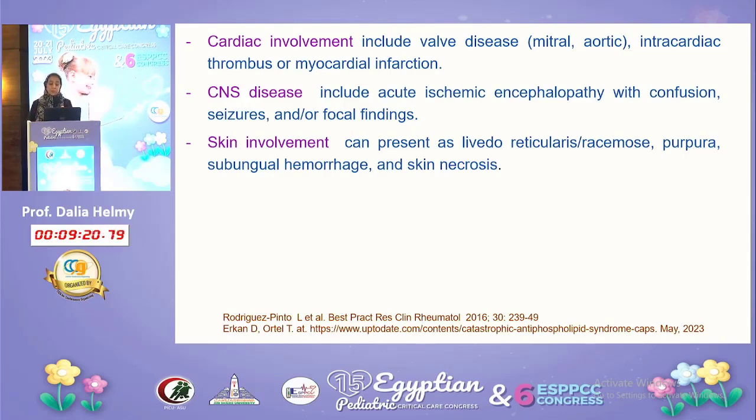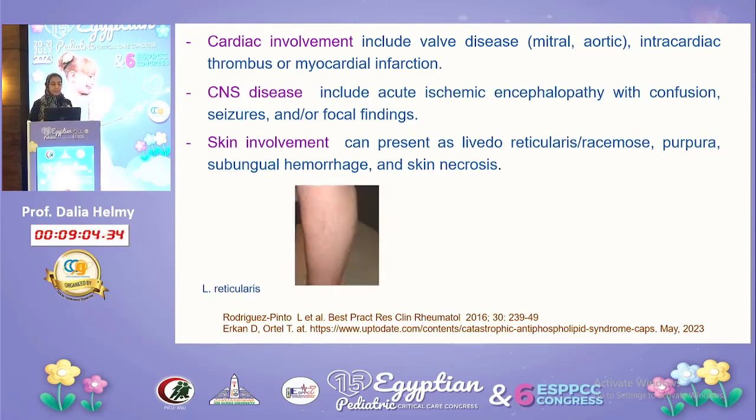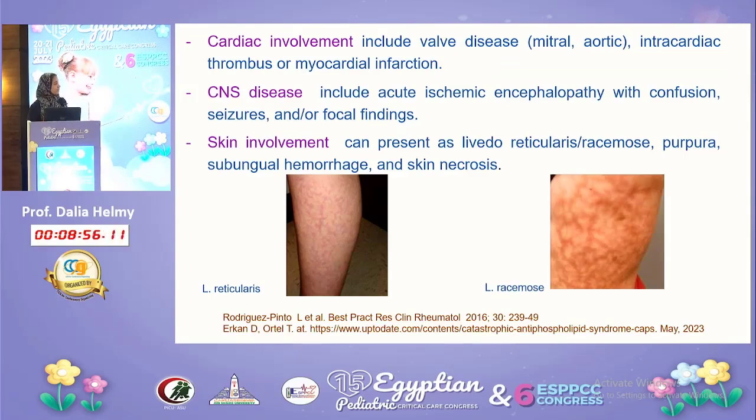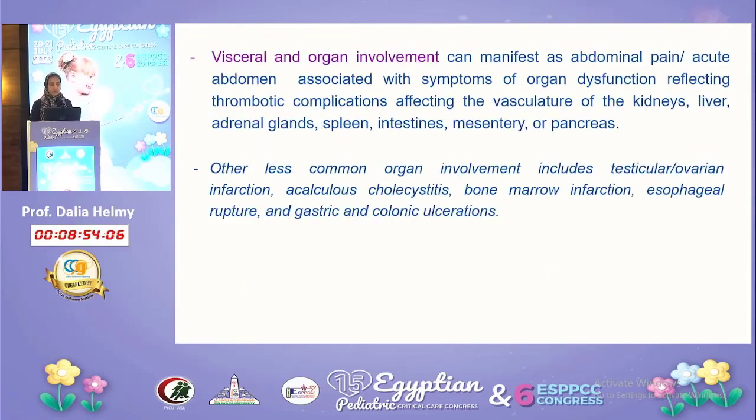Cardiac involvement includes valvular disease, typically mitral and aortic, intracardiac thrombus, as we see with the index case described beautifully by Dr. Nihad, or myocardial infarction. And I would like to thank Dr. Marwa Wahid because she is the one who did the echo. CNS disease includes acute ischemic encephalopathy, strokes, confusion, seizures. Skin involvement can be livedo reticularis, like the lacy appearance of the skin, or larger reticulation, what's called livedo racemosa.